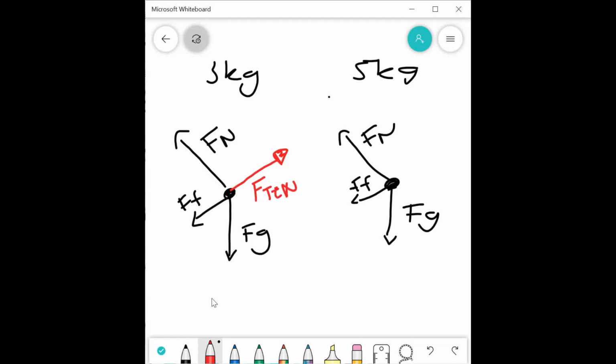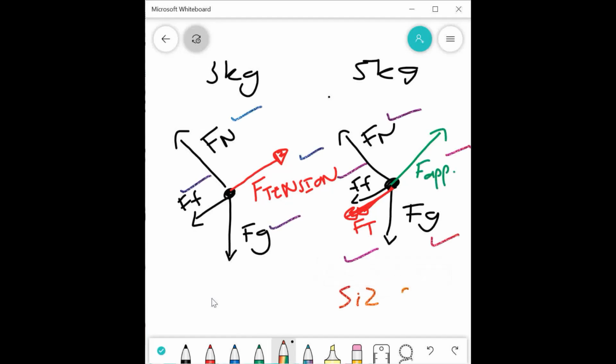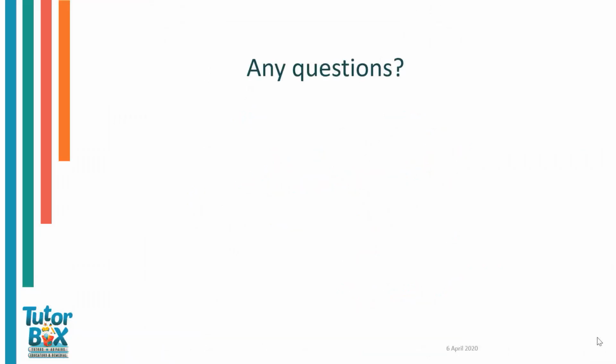Then for the 5 kilogram one, we do the same with regards to the weight, the normal force, and the friction. However, the tension is in the opposite direction because obviously the block is dragging it down in a way, and there is another applied force which is opposite to the tension and the friction. All right, nice easy marks for 9 marks. So we shall end it there.